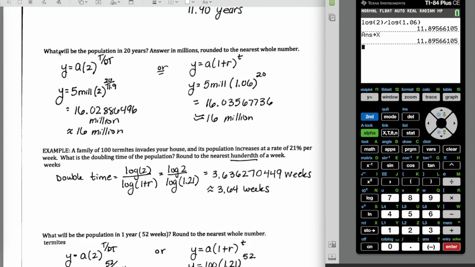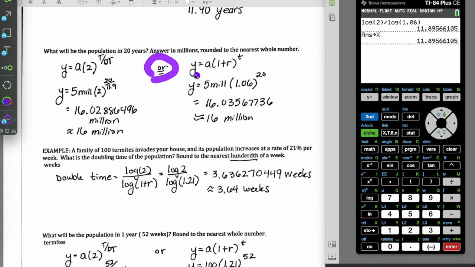Okay, now in this part 2, it says, what will be the population in 20 years? Answer in millions rounded to the nearest whole number. So because we're talking about double time, I could use one of two formulas. I could use this formula here, which is y equals a times 2 to the power of t divided by double time, or I could use this formula from the beginning of the lesson that we used before we got this formula. Either one will work. Okay, so let's do one at a time.